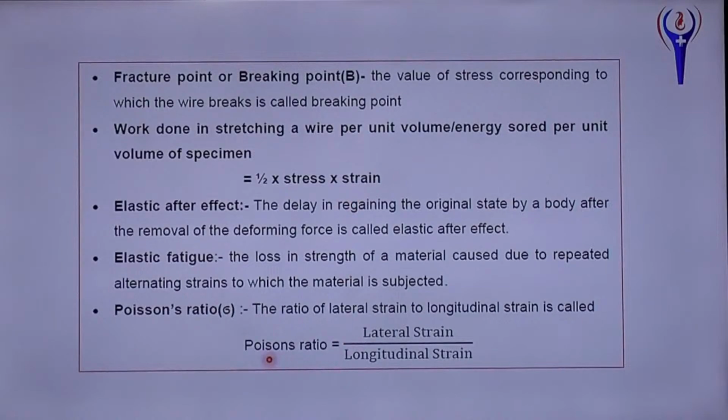Poisson's ratio is the lateral strain by longitudinal strain. Symbol for Poisson's ratio is sigma. Sigma equals beta by alpha. Beta is the lateral strain and alpha is the longitudinal strain. Okay, sigma is the Poisson's ratio, beta is the lateral strain, and alpha is the longitudinal strain.